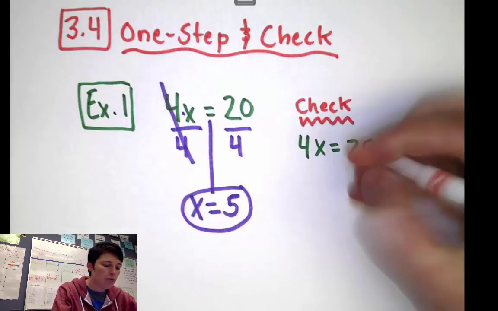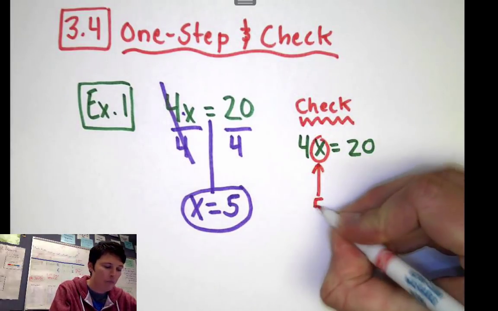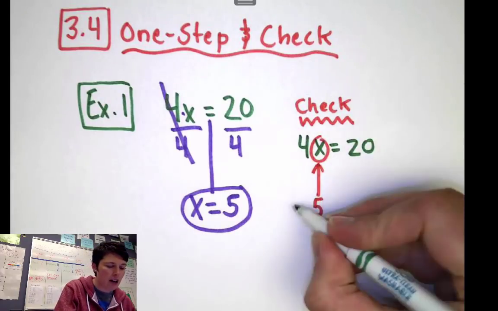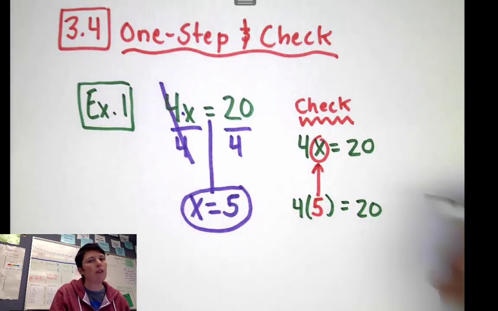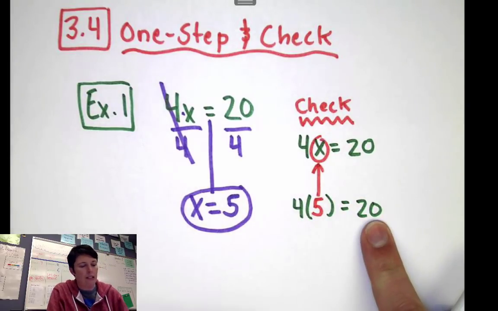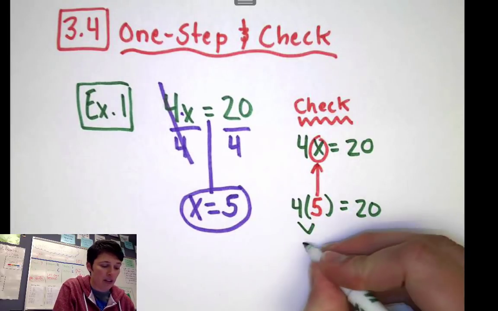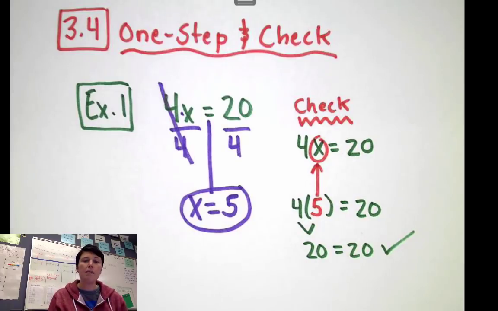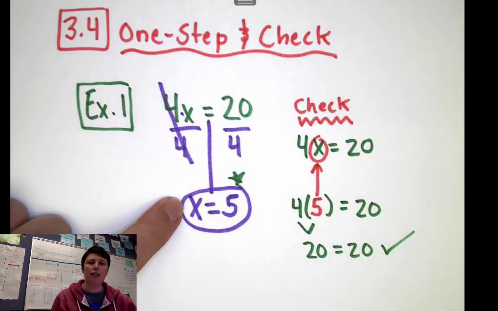So what I'm going to do is right here where the x is, I'm going to replace it with a 5. We just said x is equal to 5. If that's true, then this should work. Instead of 4x, I would have 4 times 5, and it should equal 20. If it doesn't equal 20, then my answer over here is wrong. But here's what I know. 4 times 5 is 20, so 20 equals 20. Awesome, check. That means my answer over here must be right because it worked in the check.